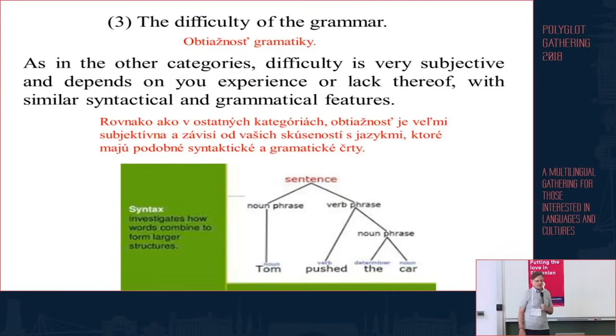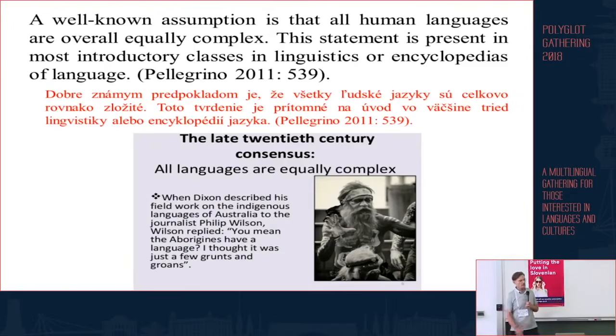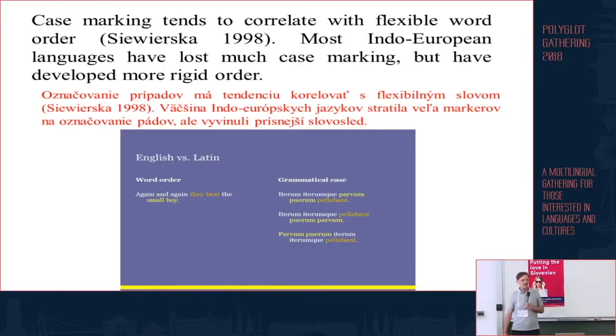Okay, what about grammar? It's very subjective, depends on your experience. So I think it's a mistake to assume that languages that have a lot of inflections, like Slavic languages, Latin, etc., are inherently more difficult than those that don't have any. A well-known assumption is that all human languages are overall equally complex. Simplicity in one area would be balanced with complexity in another area. Okay, so case marking tends to correlate with flexible word order, and Indo-European languages have lost much of the case markings, especially English, and have developed a more rigid word order, English versus Latin.